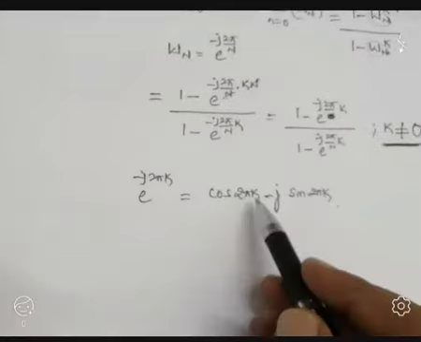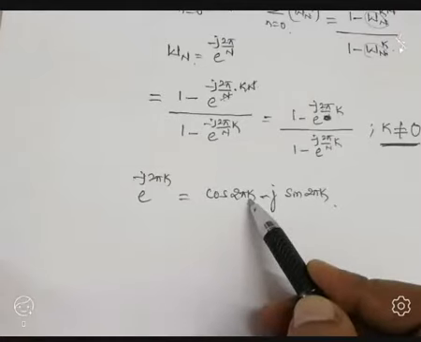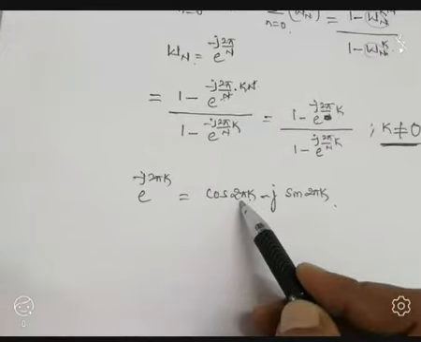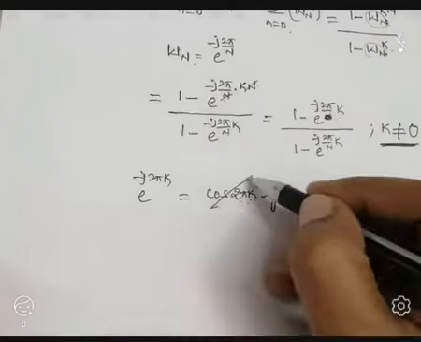So k may be any integer, meaning we can substitute any value. For an example, I will assume k equal to 1. If I take k equal to 1, it becomes cos of 2 pi minus j sin of 2 pi. Cos of 2 pi results in 1.